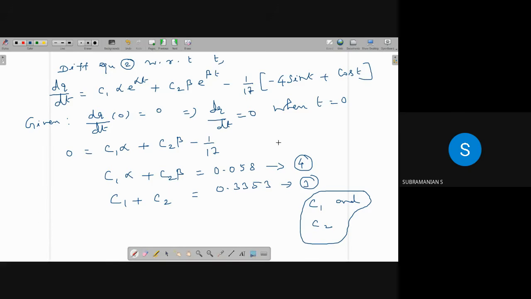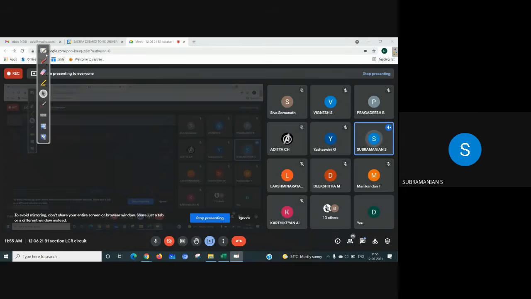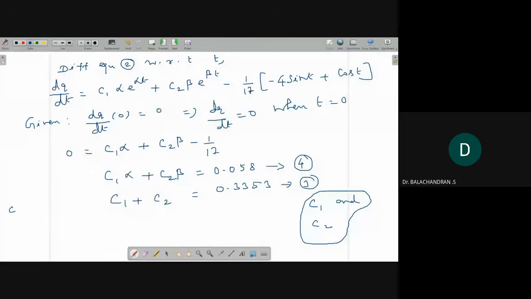Sir, I got C1 0.4635. C2 minus 0.128. Okay, just I will check the second equation. Yes, sir, I think it is working correctly. 0.4635 minus 0.128, so I think 0.3355. Okay, it is very near to equation 3.